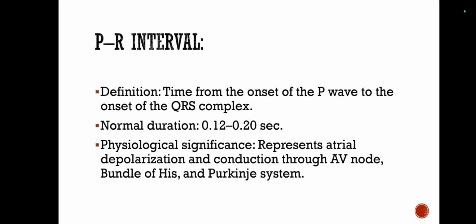The first one is the PR interval. The time from the onset of the P wave to the onset of the QRS complex is the PR interval. Normally, the duration is 0.12 to 0.20 seconds. It's also said to be 120 to 200 milliseconds. Physiological significance: it represents the atrial depolarization and conduction through the AV node, bundle of His, and Purkinje system.